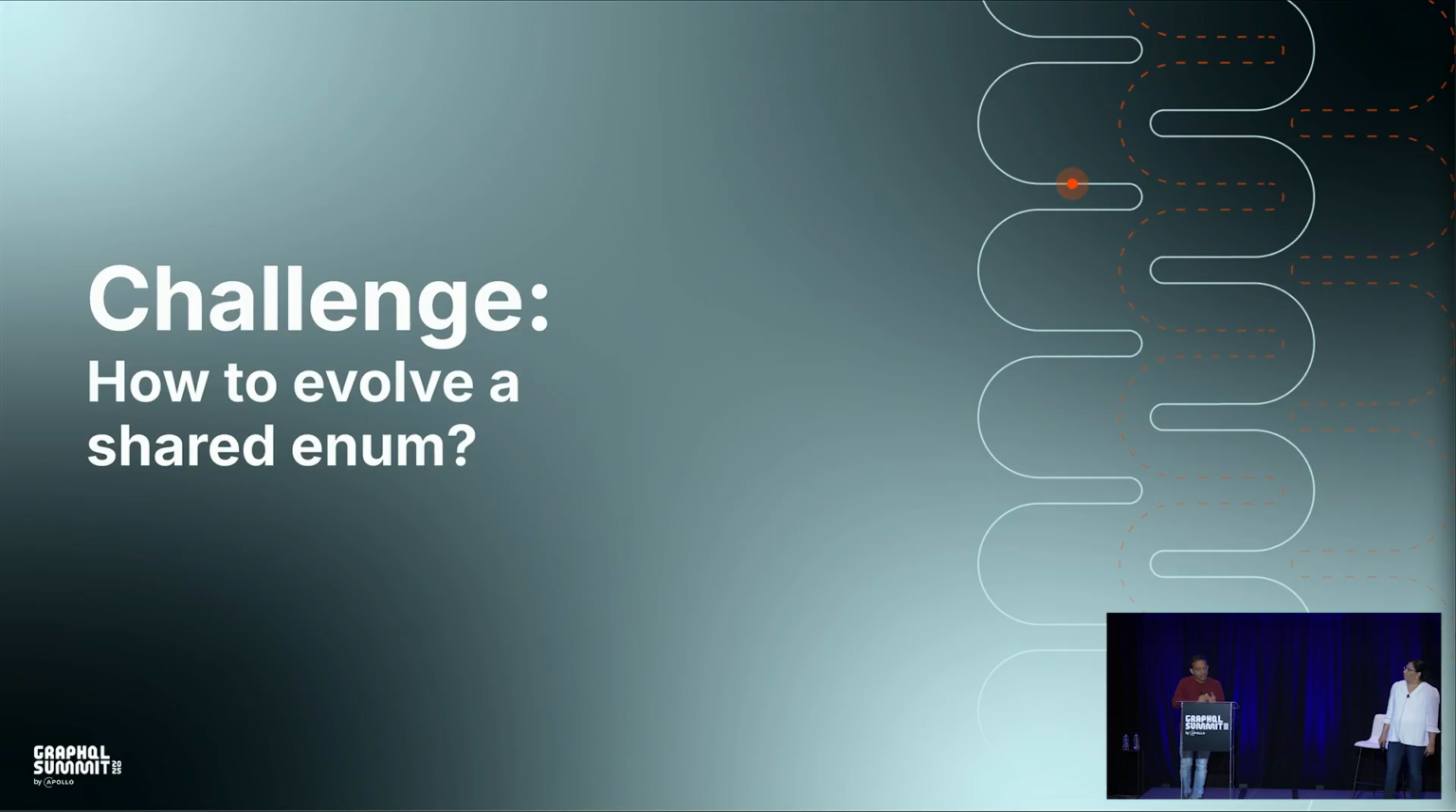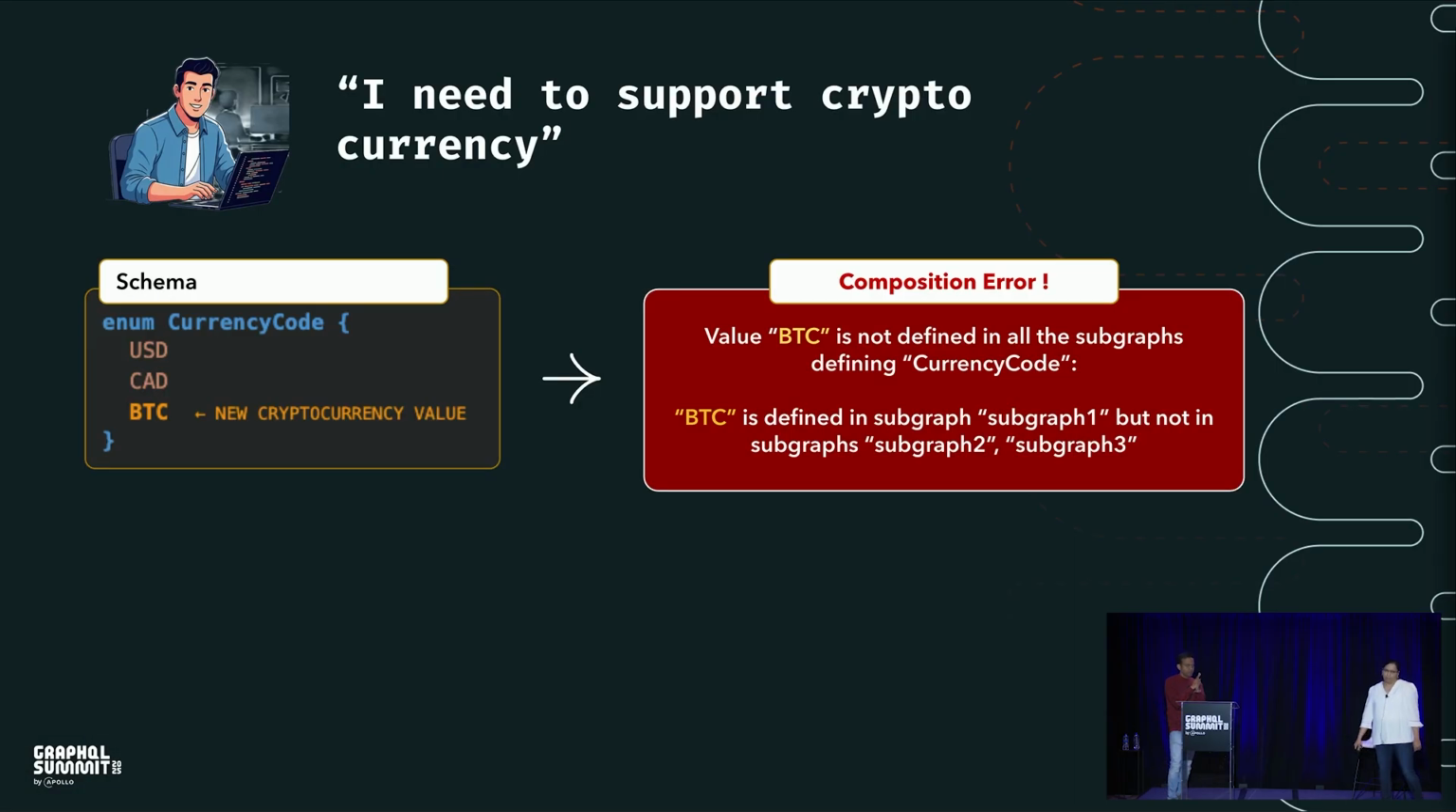So the next is how to evolve a shared enum. So let's go to the next requirement. So now I have a requirement to support cryptocurrency, specifically say Bitcoin. So this seems straightforward, isn't it? I just get the code for Bitcoin and add it to the currency code. That's as simple as that.